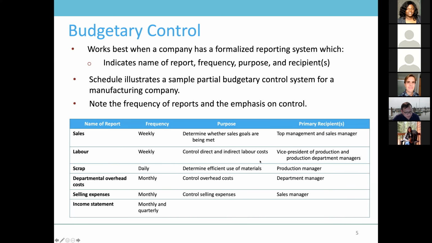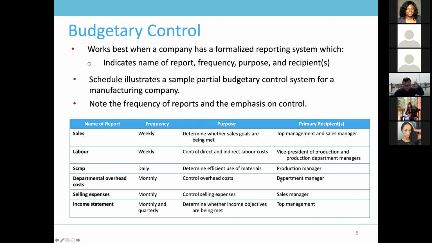Okay, and the last one, income statement, monthly, quarterly. Janaya? The purpose would be to determine if your income and objectives are being met, and your primary recipient would probably be your top management to make sure that's all under control. Okay, that's good. Awesome.